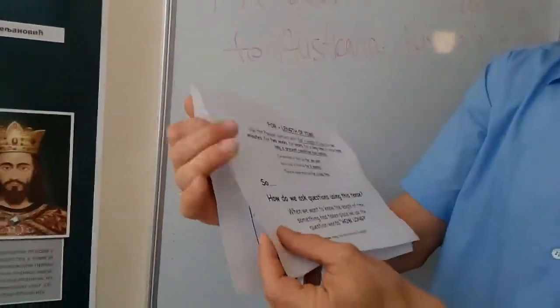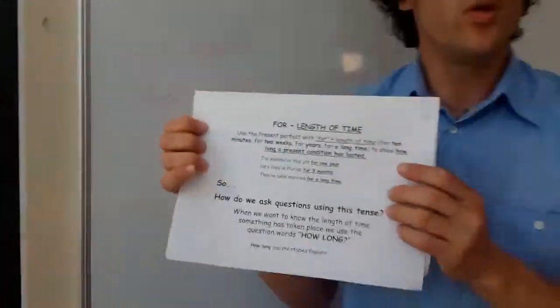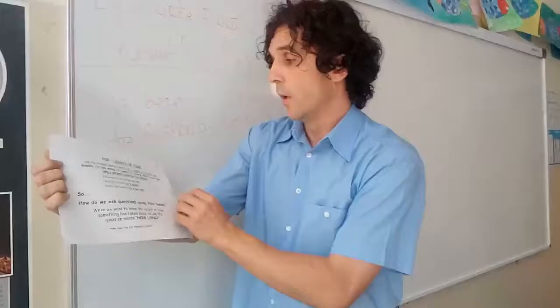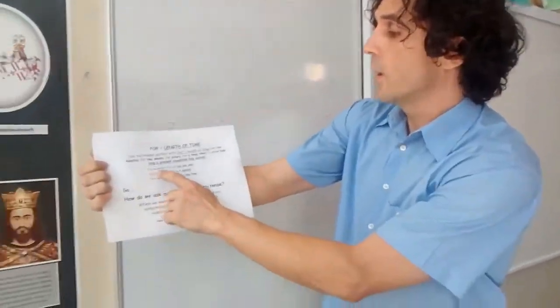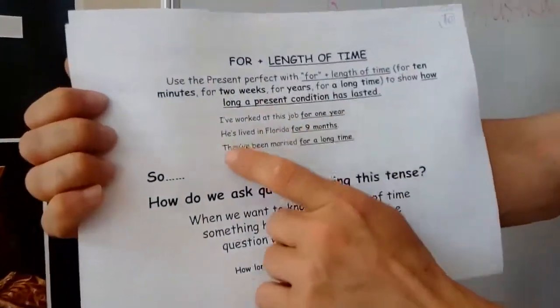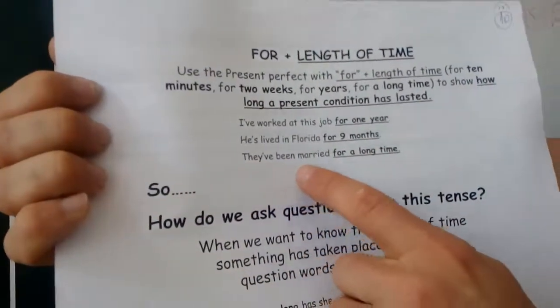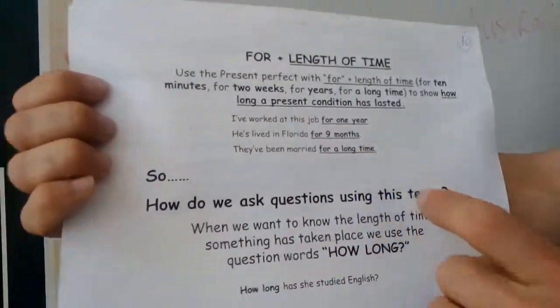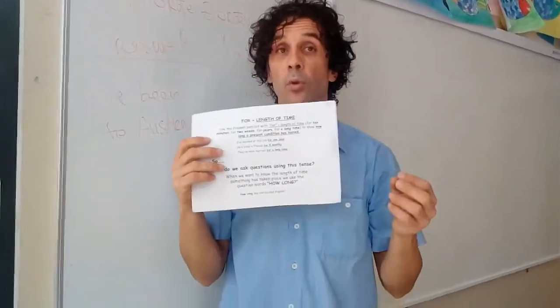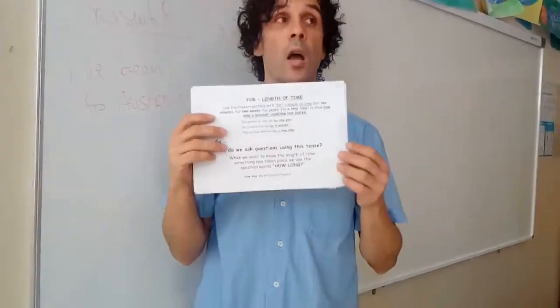The second word is for. We use for if we want to focus on the length of time. Such as, I've worked at this job for 1 year, he's lived in Florida for 9 months, or they've been married for a long time. If we want to ask a question, we just have to use the question words how long. How long have you lived in Florida? I've lived in Florida for 9 years, for example.